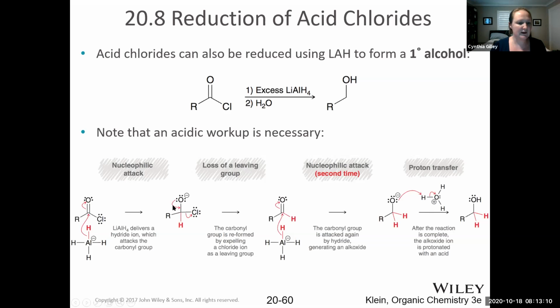Chloride's a fantastic leaving group, so it can leave to regenerate a carbonyl, exposing an aldehyde intermediate. Aldehydes are electrophilic, similar to acid chlorides, and are susceptible to nucleophilic attack by the hydride of LAH. This uses our second equivalent of LAH to produce a primary alkoxide, which can get protonated during the acidic workup. So again, this is the same mechanism as you would see with an ester. The difference is the leaving group, right? We have chloride as a leaving group instead of an alkoxide, which you would have had with an ester.